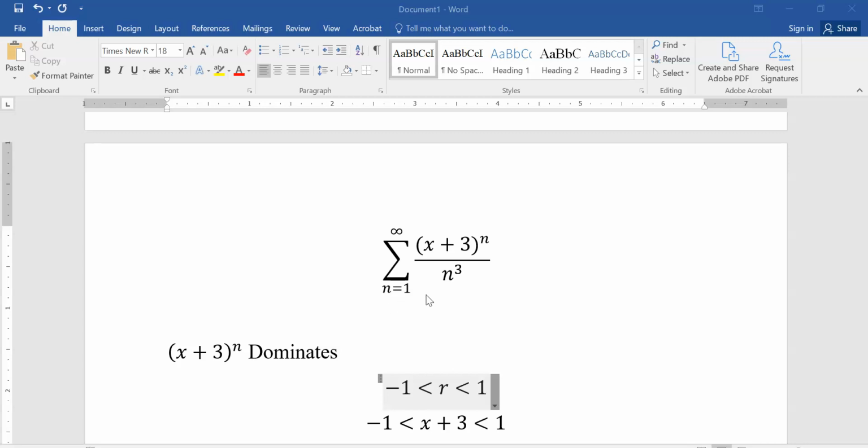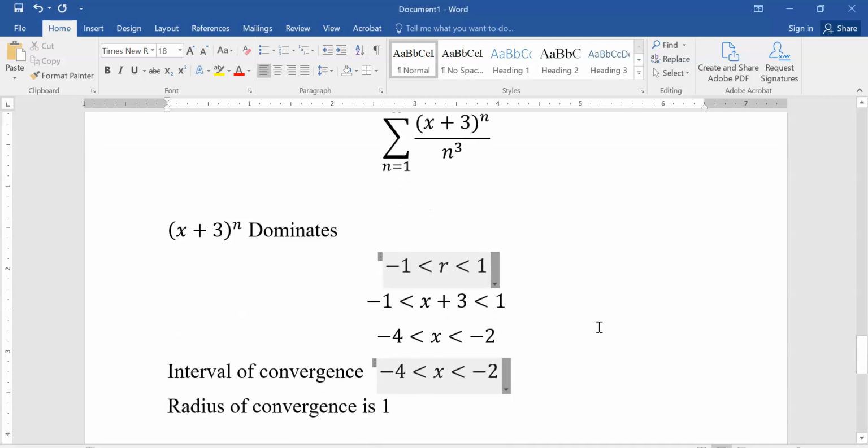Okay, hopefully you had a chance to do that. So (x plus 3) to the n over n to the third, summed from 1 to infinity. Well, we have an n to the p versus a geometric or exponential piece. The exponential piece is going to dominate. Geometric series says as long as this exponential piece has a base between -1 and 1, we're going to converge. So this exponential piece, (x plus 3) to the n, has base x plus 3. So we put that between -1 and 1.